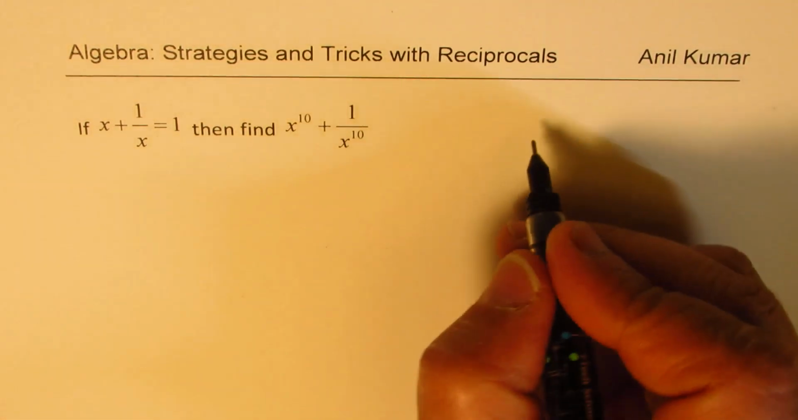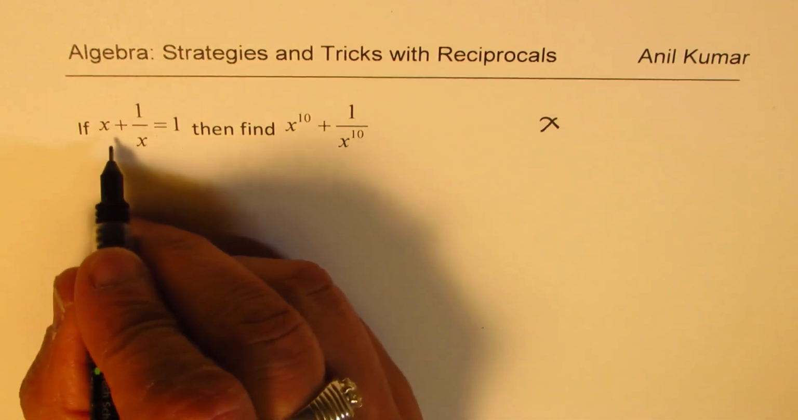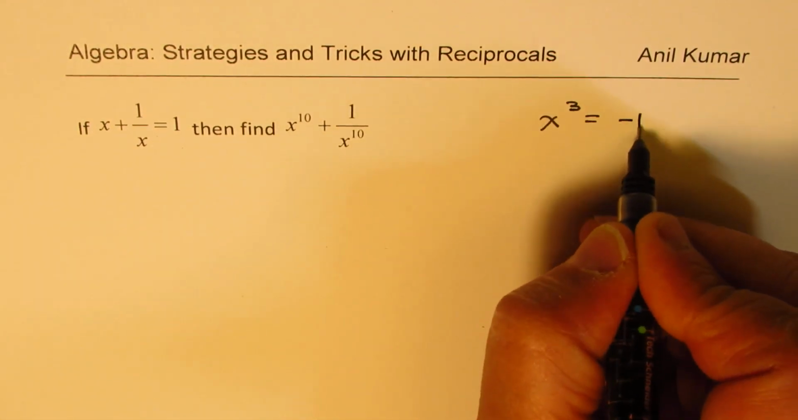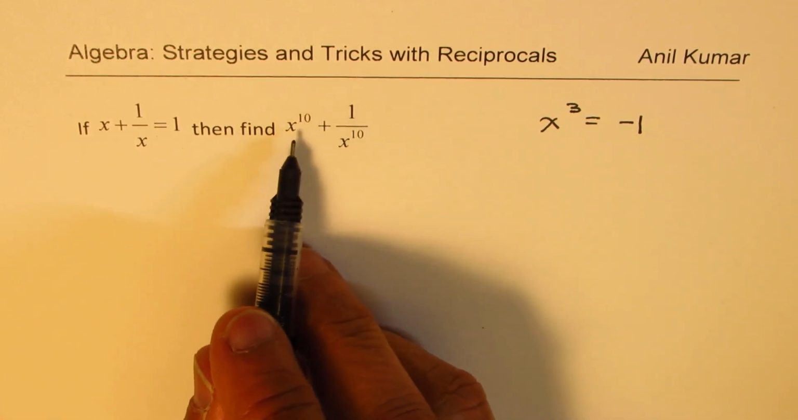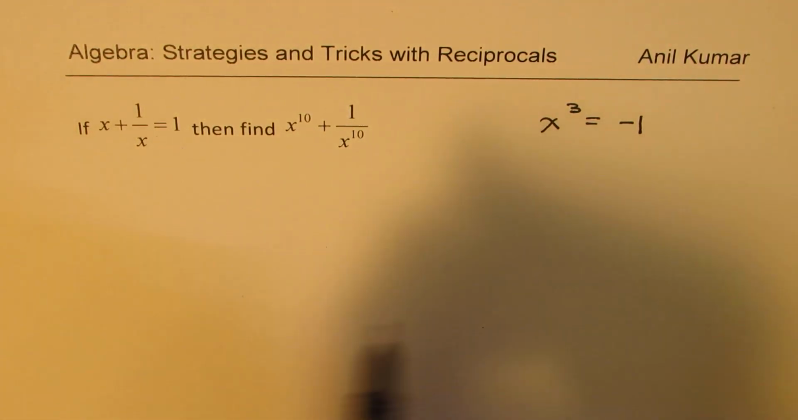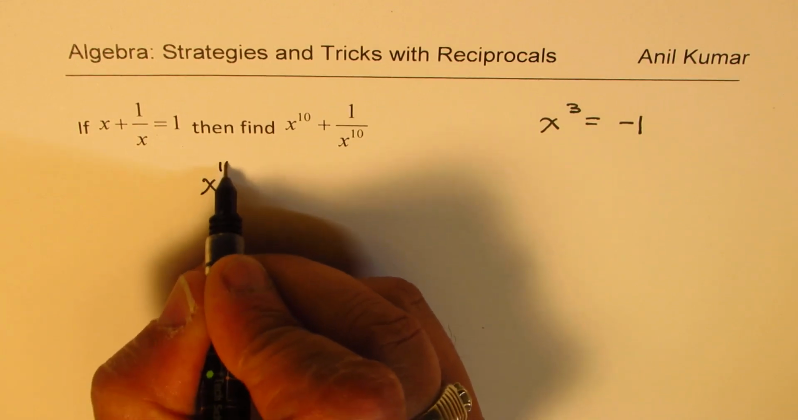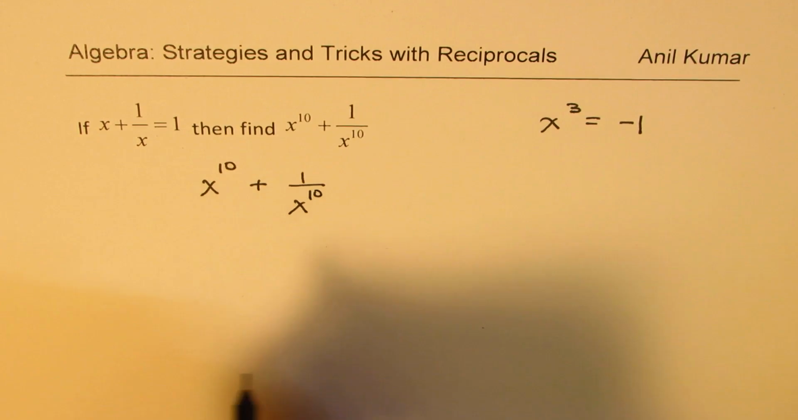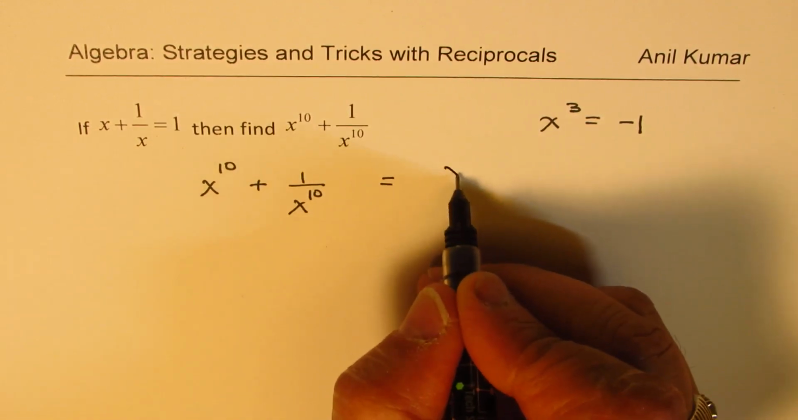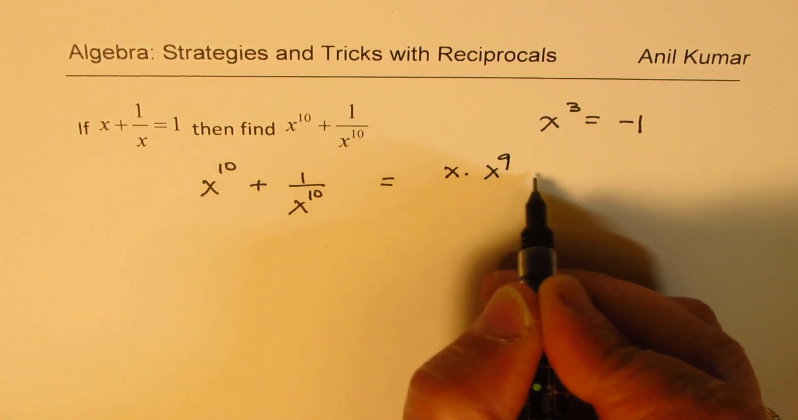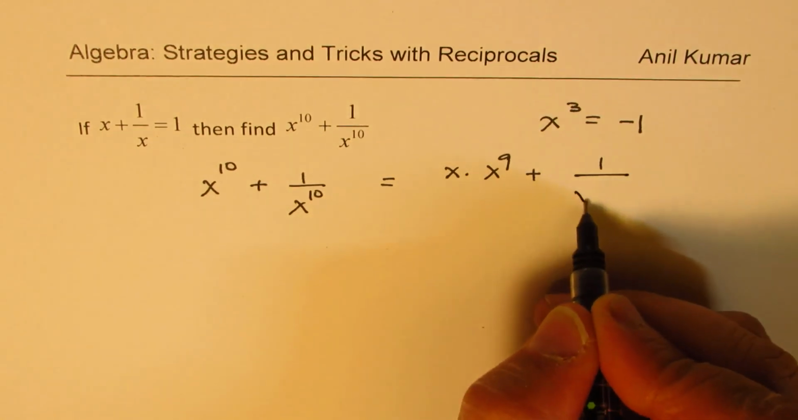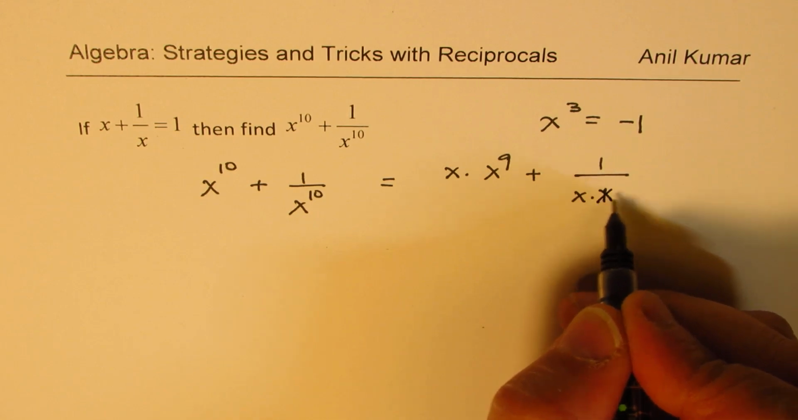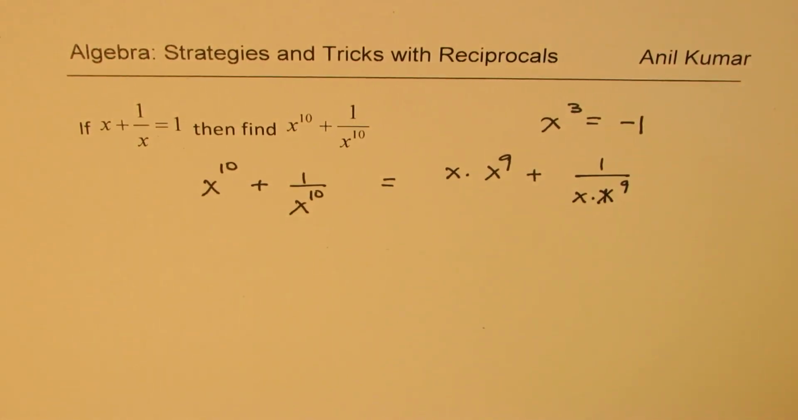Well, here it's a bit tricky, right? We know since x plus 1 over x is equal to 1, x cubed should be minus 1. How do I get x cubed? 10 is not a multiple of 3. But what we can do here is we have x to the power of 10 plus 1 over x to the power of 10. We could write this as x times x to the power of 9 plus 1 over x times x to the power of 9, right? Does it make sense to you?